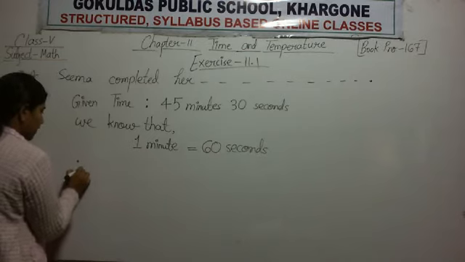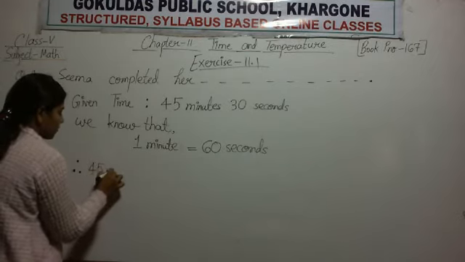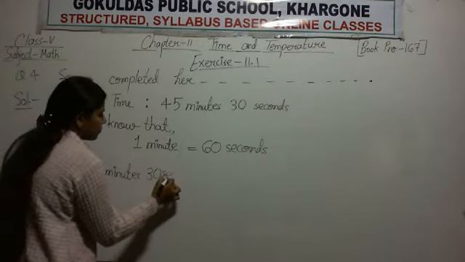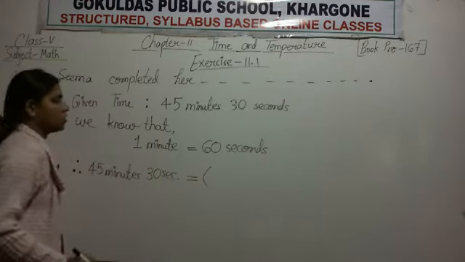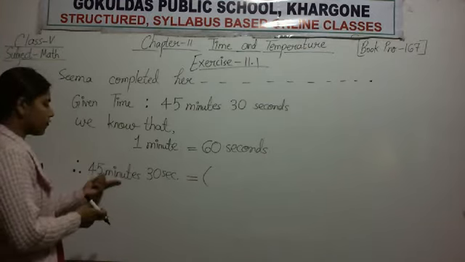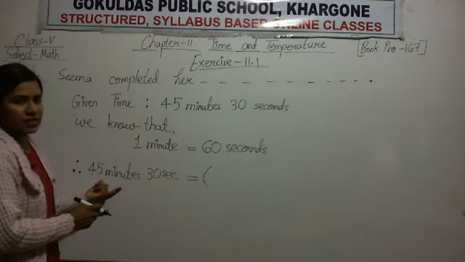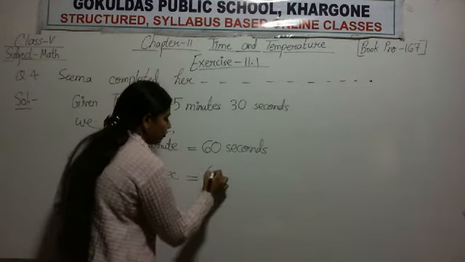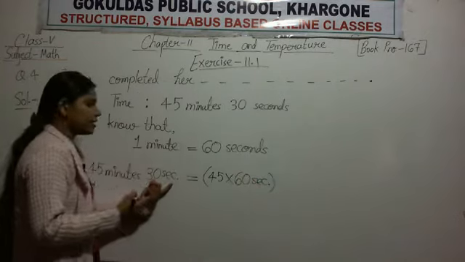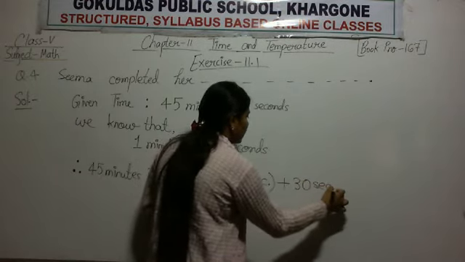Therefore, in the next line, therefore 45 minutes 30 seconds will be equals to bracket open. Now we are converting 45 minutes into seconds. So to convert minutes into second, what we do? We multiply the number of minutes by 60. So we will multiply 45 by 60 seconds. 30 is already in seconds, so we will write it simply 30 seconds. No need to multiply 60 here.